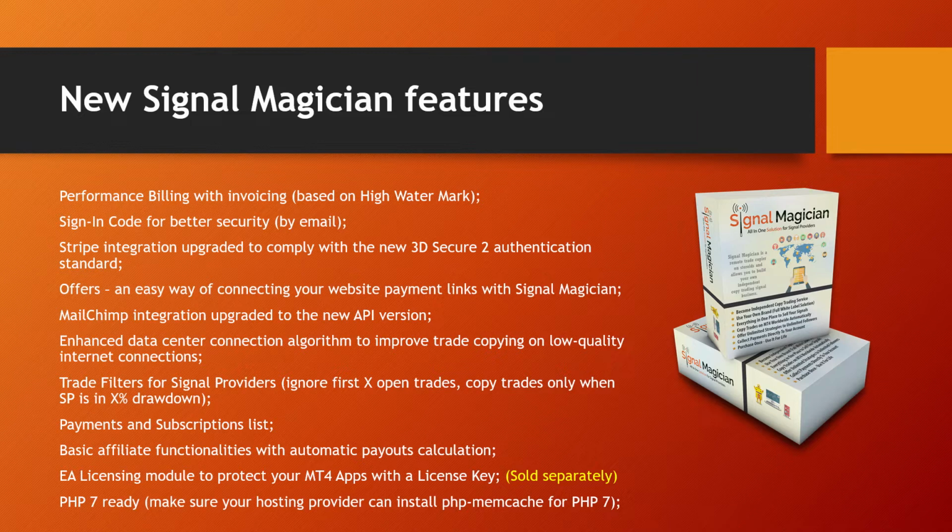Now the trade filters for signal providers, the payments and subscriptions list, basic affiliate functionality, EA licensing module, which can protect your MT4 apps with a license key. This one is sold separately, and I will talk more about it later. And the Signal Magician is finally PHP 7 ready. Well, there are a few strings attached to that, so stick to this presentation to know more about this.